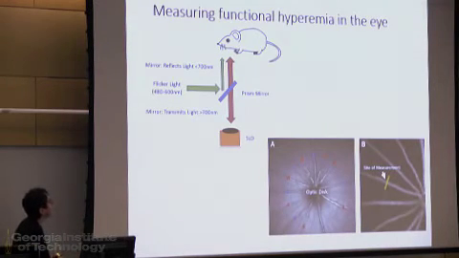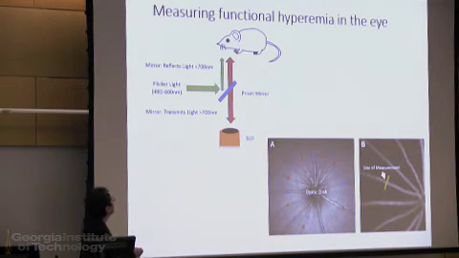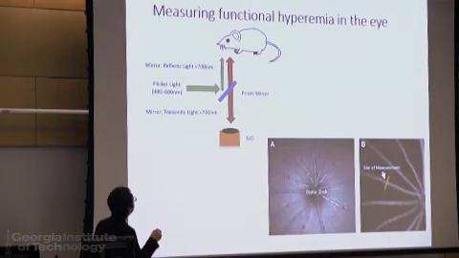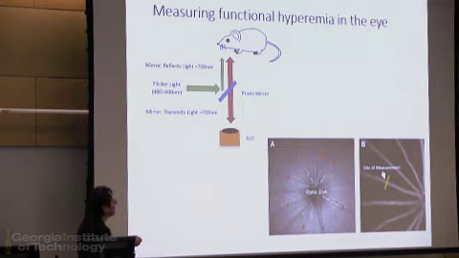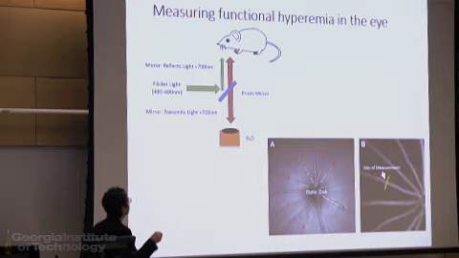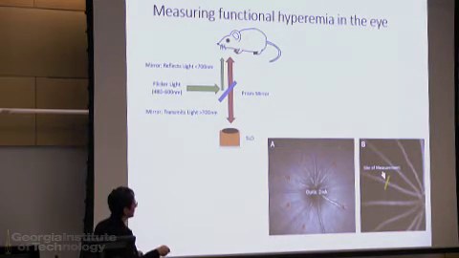Now, how do we measure that in the rat eye? Well, we take a rat and we flicker some green light at the eye. At the same time, we can image that eye with a scanning laser ophthalmoscope by placing a prism mirror in the path of the light. And when we look into the eye, this is what we see.